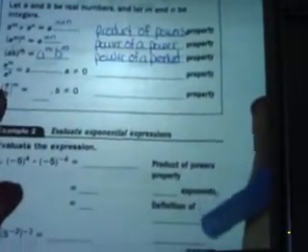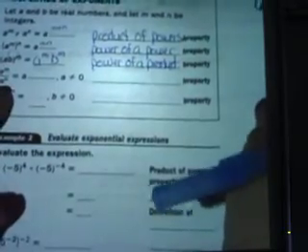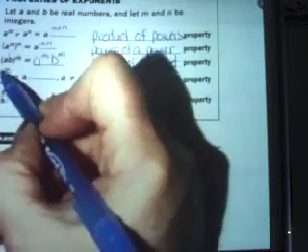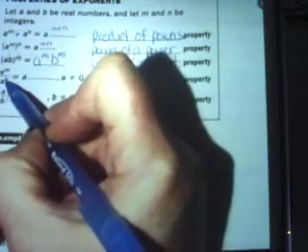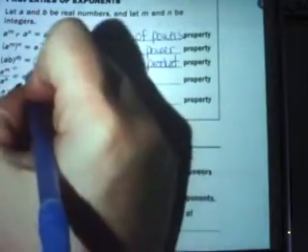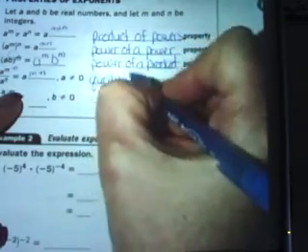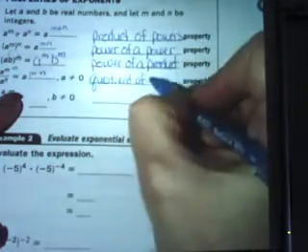That's a review. Now going into lesson 8.2 when we were dealing with quotients. Here I can see I'm dividing like bases, so what do I do with their exponents? I subtract. So that's going to become a to the m minus n. Quotient of powers is what that one was called.